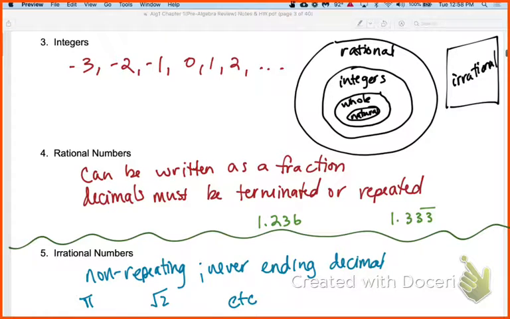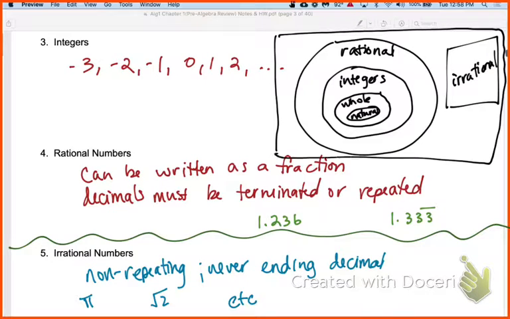And then now you have a big old box, and that is all real numbers, because there are such things as what we call imaginary numbers, and that will be talked about when you get to Algebra 2. And I guess on your next page there is the diagram of the real number system if you want to put that there.